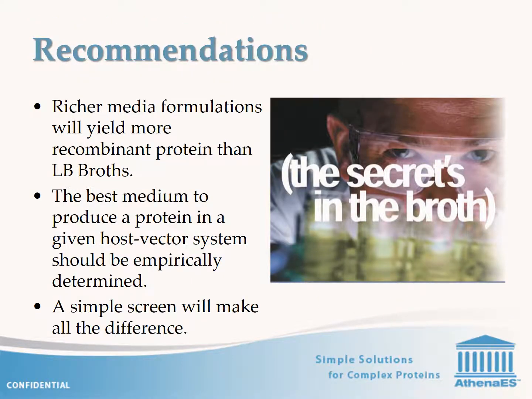It is clear that the composition of the medium can have a significant influence on the expression and accumulation of recombinant proteins. Richer and pH-controlled media formulations yield more cell biomass and more recombinant protein as compared to LB broth. One critical observation has been that each protein seems to be unique in its requirement, and it has not been possible to predict in advance which medium will work best for any given protein. Therefore, a simple screen of several media will often be the difference between success and failure in producing a recombinant protein.